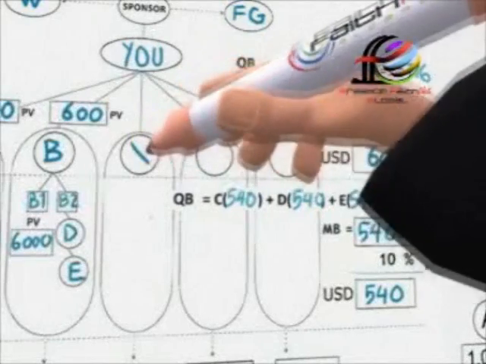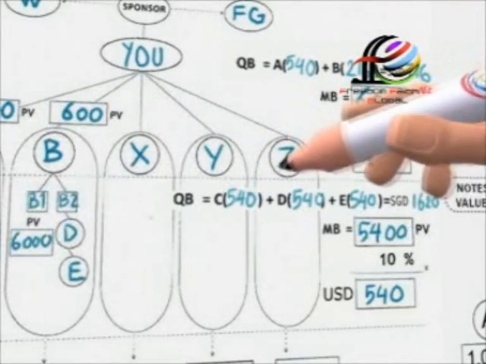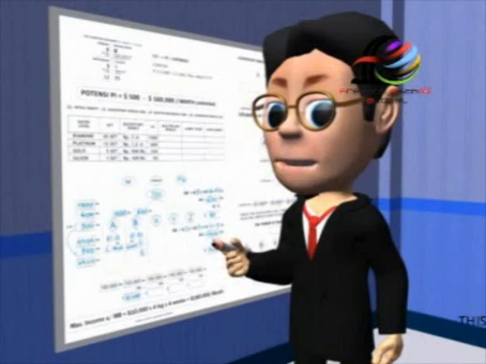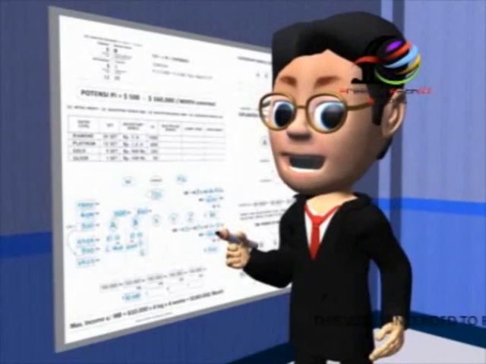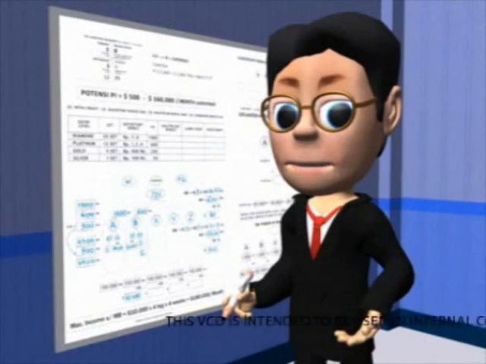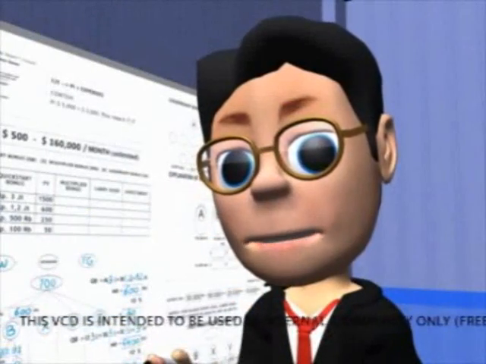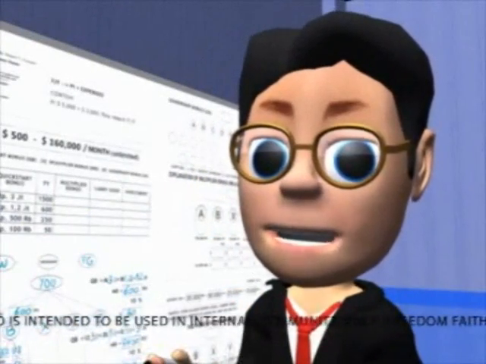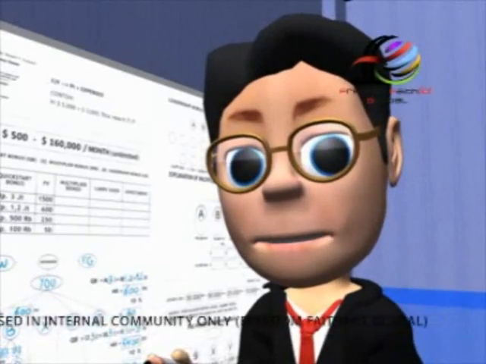up to 5 legs. So you can develop leg X, Y, and Z. The company do not limit the depth. They do, however, limit your weekly income to the maximum of 10,000 US dollars per leg, with a maximum of 5 legs. However, you can introduce more than 5 direct sponsors and place the rest below each leg.